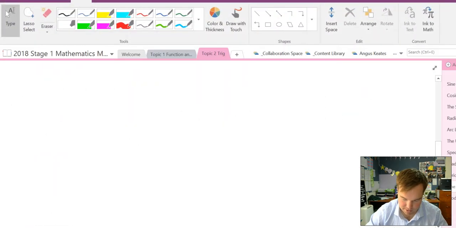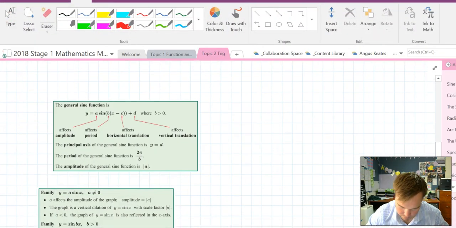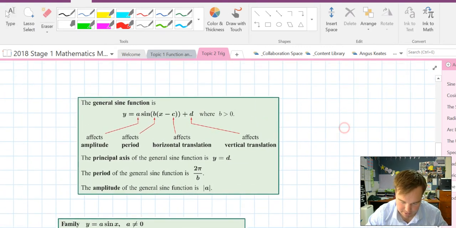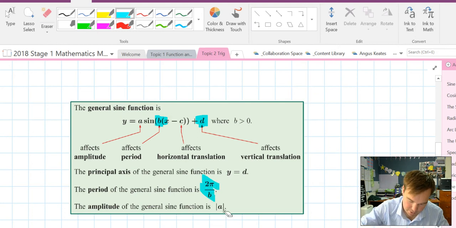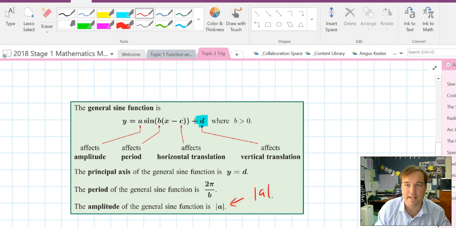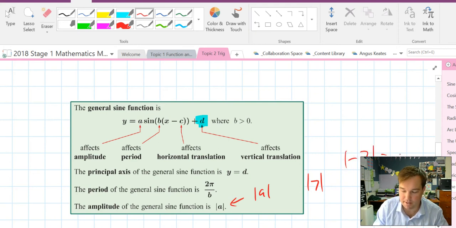Alright, so how do we actually use this to model? And what notes do you need? Okay, these are the basic notes you need. Here, you need to know where the principal axis is. It's that D one. You know the period, which will be this, and we'll work more on that. That was the tricky one. And the amplitude is the size of A. Note, this here, that is the modulus of A. That's how big A is. So if I said 7, the size of modulus 7 is just 7. But if I said minus 7, the size of modulus minus 7 is also 7. It's how big the number is.